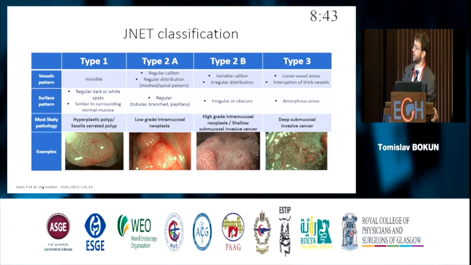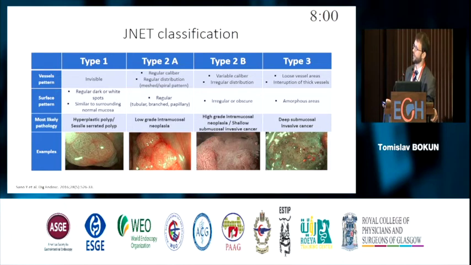Another classification comes from the Japanese NBI expert team. Japanese do a lot more ESDs, and they wanted to have, on the one hand, a rather easy classification, but one that can offer them more information than the NICE classification. In this classification, they look at vessel pattern and surface pattern, and they have 4 groups: type 1, type 2A, type 2B, and type 3. In type 1, the vessels are invisible, and there are regular dark or white spots, similar to surrounding normal mucosa, and this is hyperplastic polyp or sessile serrated polyp.